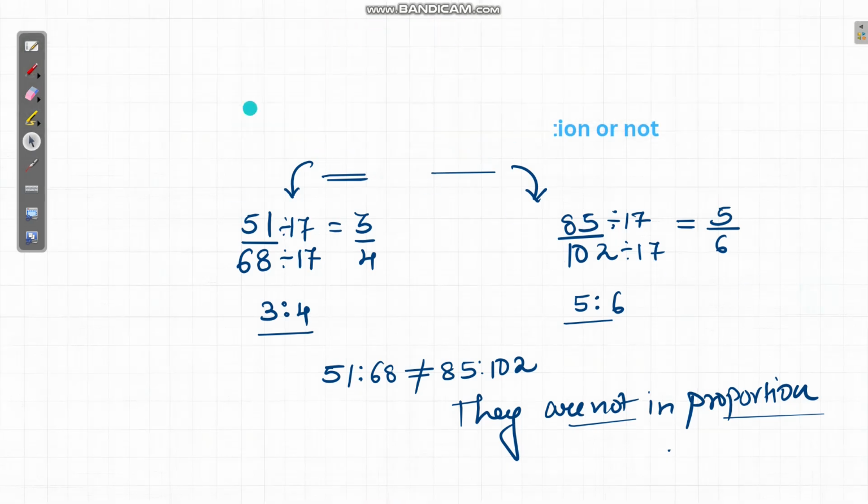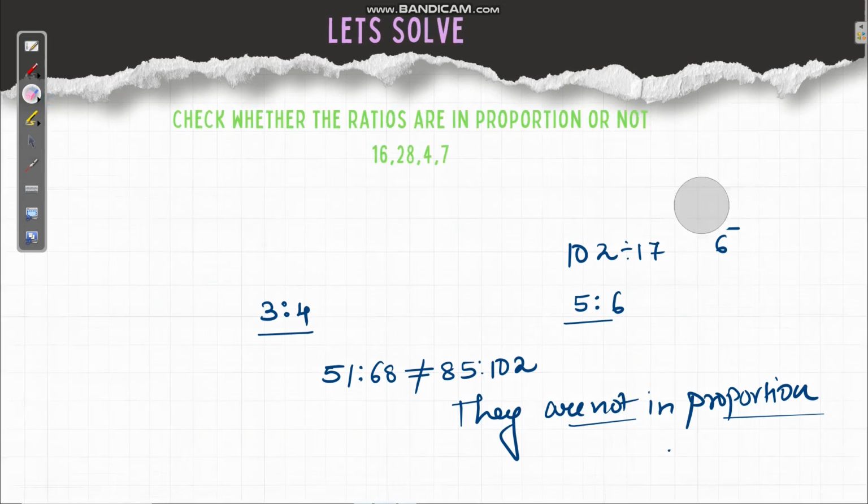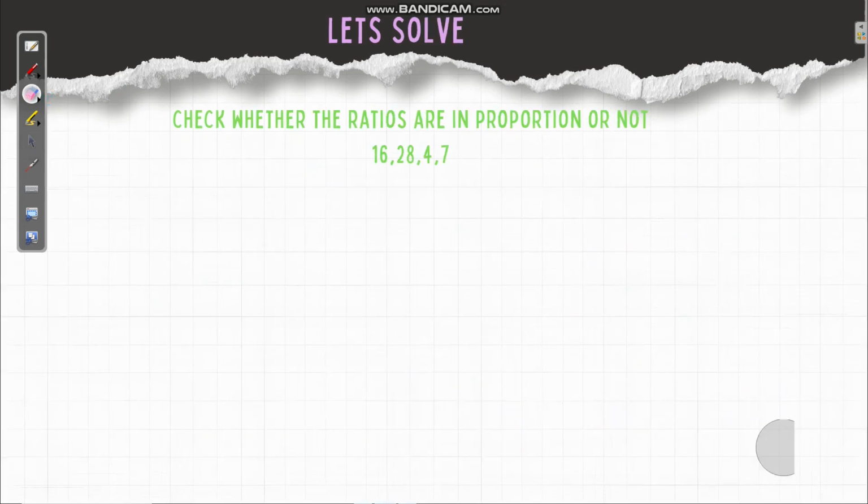The next question, a similar type of question. There are four numbers given. Okay, we have to check whether they are in proportion or not. So whenever we get four numbers, make a pair, like the first two numbers and the third and the fourth numbers. Let's take the first two numbers. Okay, 16 is to 28.